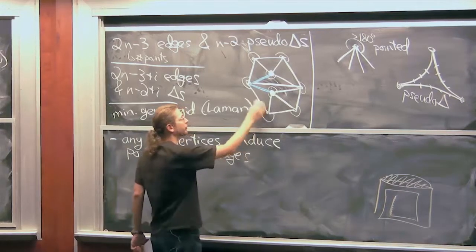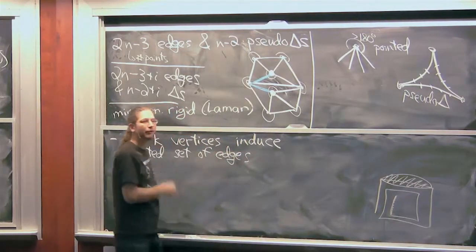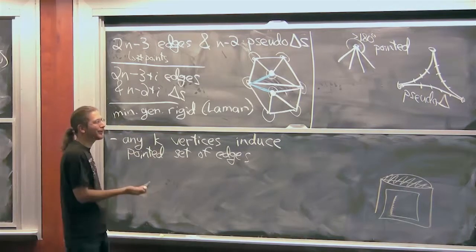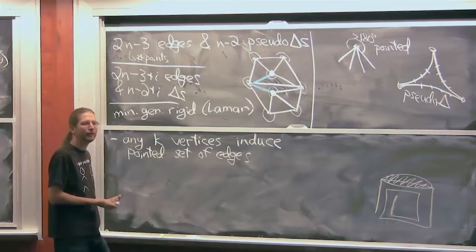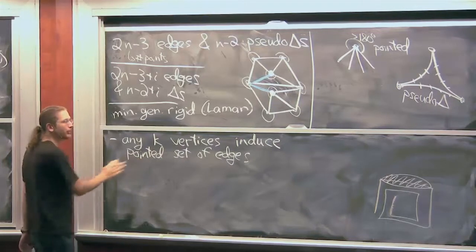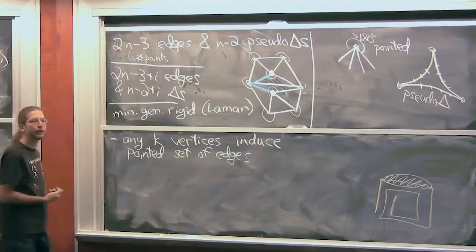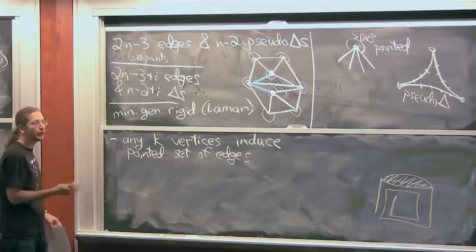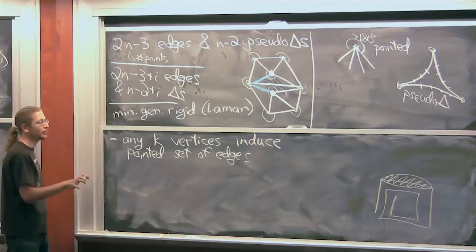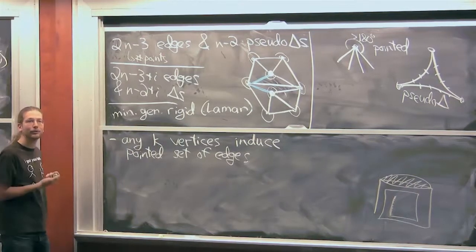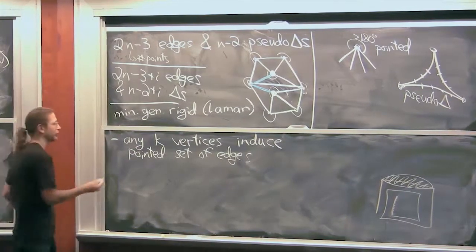Because this structure without the blue edges is pointed. If I remove edges from it, it will still be pointed. Right? If you have a big angle, you will continue to have a big angle if you remove edges from it. So no matter which subset of edges I look at, in particular an induced subset, it will still be pointed. If I have a pointed set of edges on some k vertices, I can use that greedy algorithm to finish the pseudotriangulation.